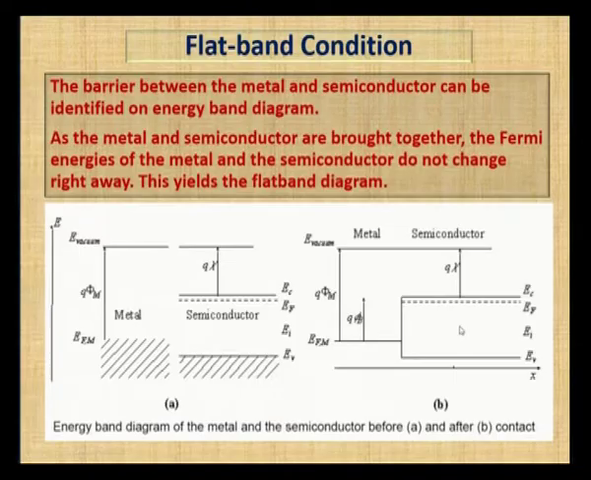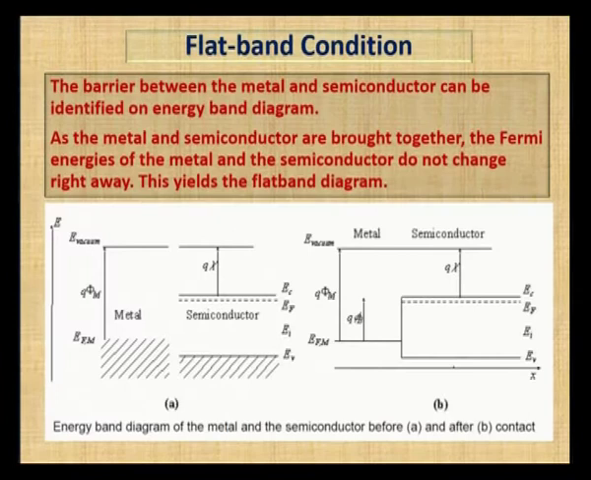Soon after we make a contact between a metal and a semiconductor, there are not many changes. Probably there are changes that we will study later when we consider the thermal equilibrium condition. The changes occur not soon after the metal and semiconductor are in contact, but later, after some time, there is a change in the energy band diagram of the metal and semiconductor.